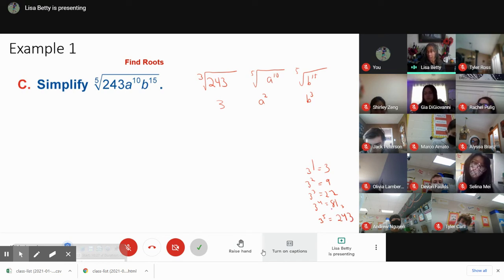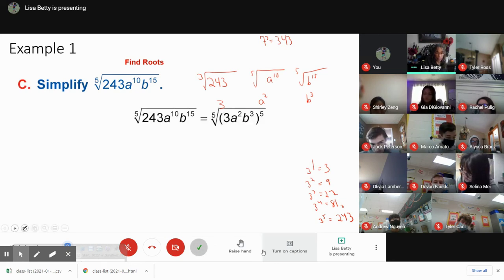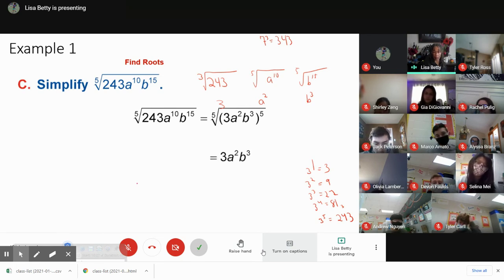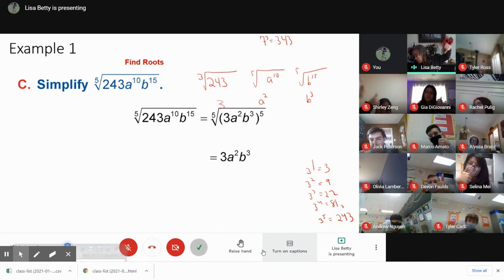All right? And 7 cubed is 343, which is just close enough that it messed me up for years. But again, you'll have calculators for everything. So you do it the way you do it. You should have gotten 3a squared b cubed. Thumbs up if you're good. Thumbs down if you're not. Okay.